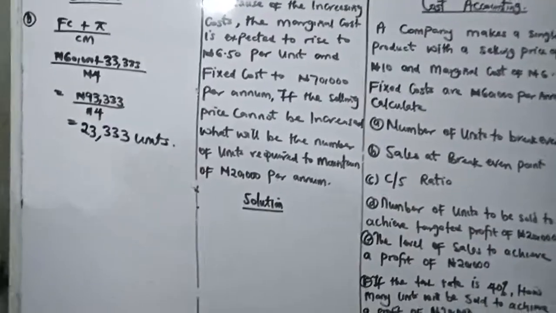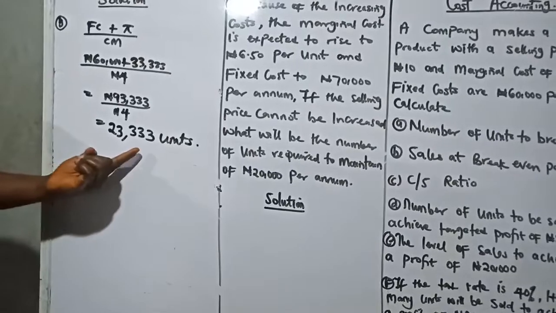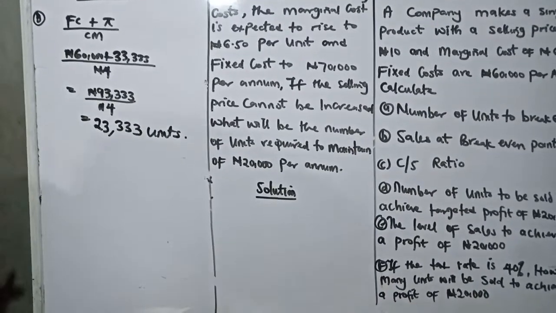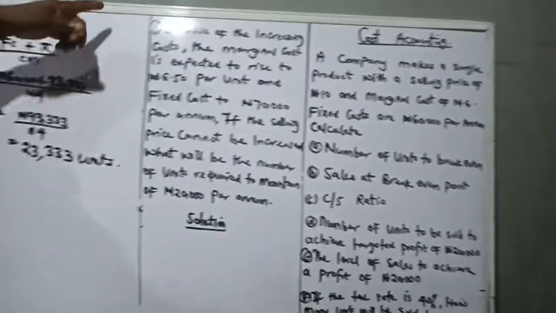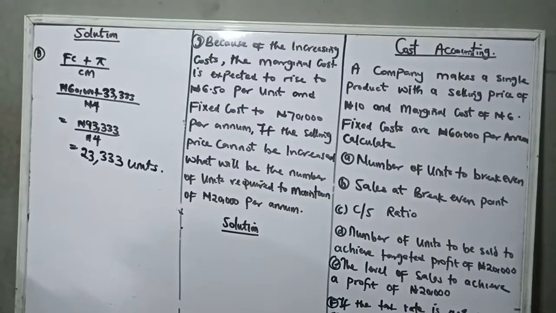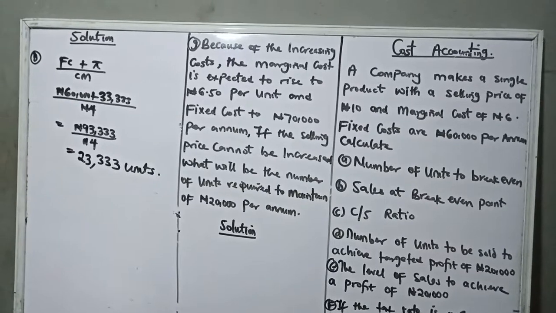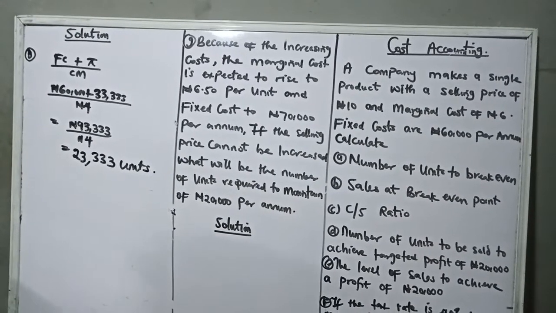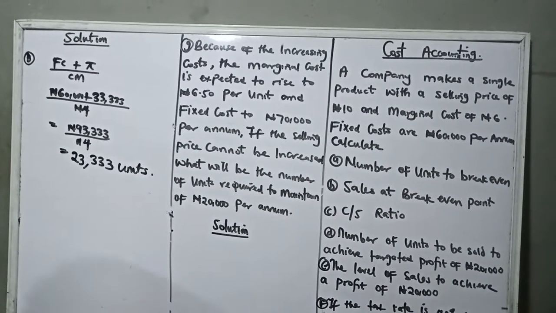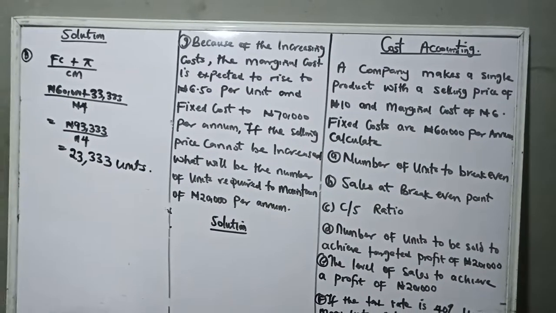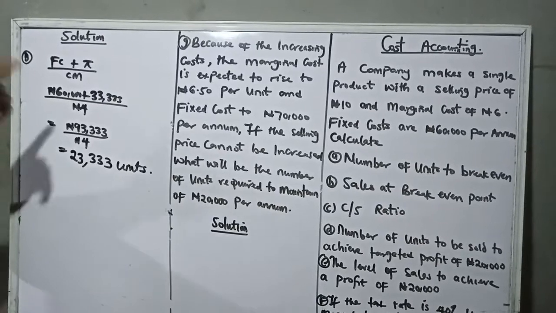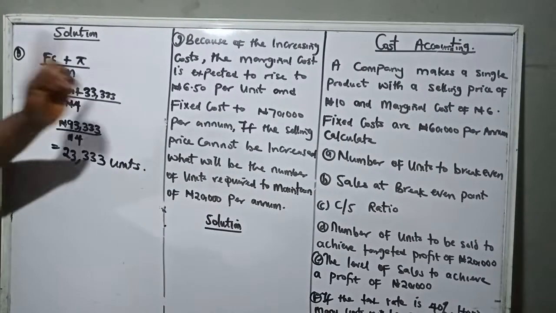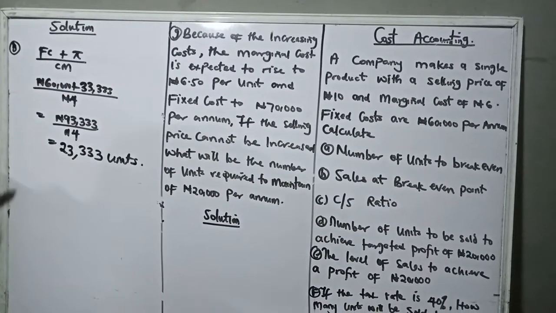But if it had been sales, what will I do? I will just multiply by the selling price. But this one now is the unit. So let's look at the next part, the last part. It says because of the increasing cost, the marginal cost is expected to rise to 6 naira 50 kobo per unit, and the fixed cost increases to 70,000 naira. Remember in absorption we are told that fixed cost is known and constant.